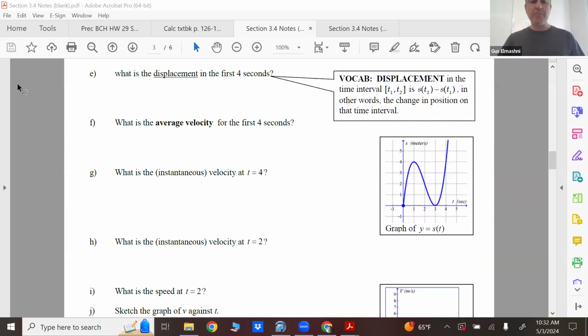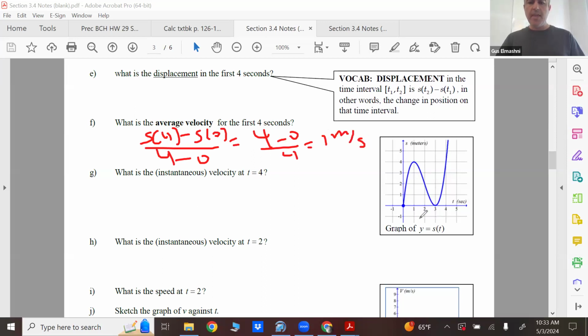So for average velocity, we do this, which is going to be 4 minus 0 over 4, or 1 meter per second. And that makes sense, right? Because if you find the slope here, what's the slope of that line, guys? 1, yeah, it's 1. But the instantaneous velocity, let's do that in green.